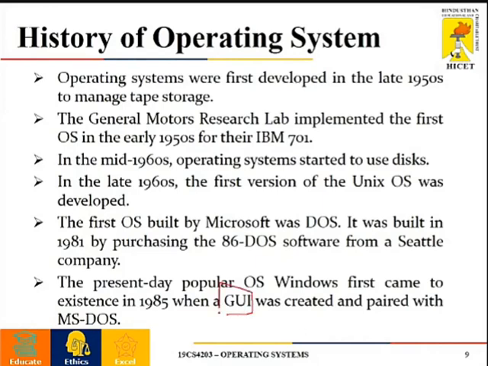So the GUI is the graphical user interface. It is called the graphical user interface. Nowadays, we interact with the system very easily because of this GUI, which was created and paired with MS-DOS, the Microsoft Disk Operating System. Usually, whenever a Windows machine comes, it comes with MS-DOS as well as a particular flavor of the Windows operating system, say Windows 10.